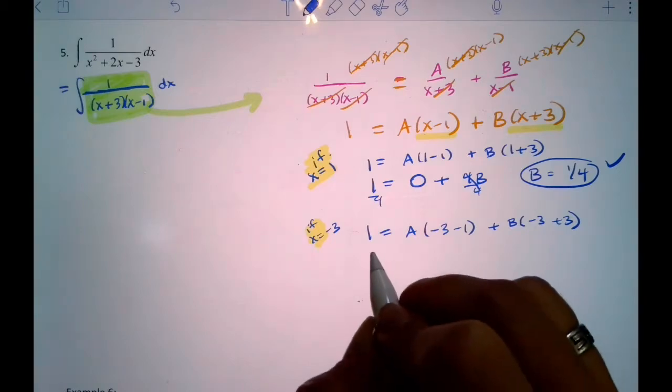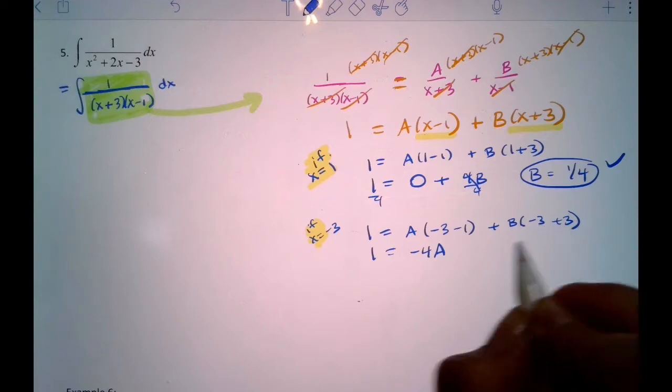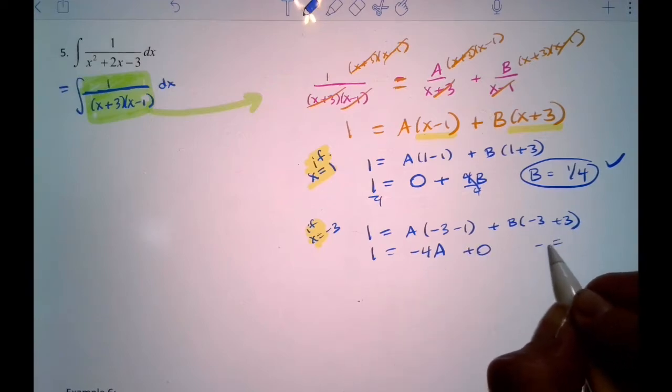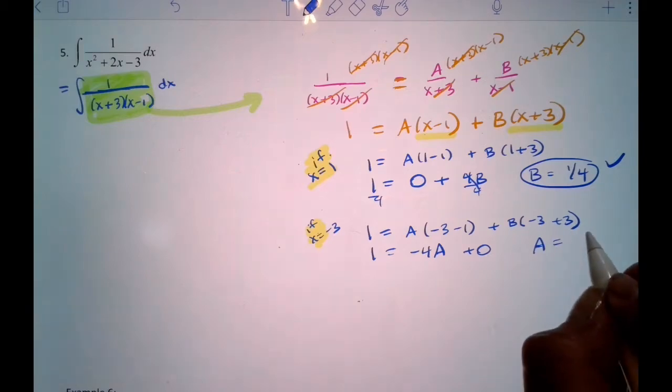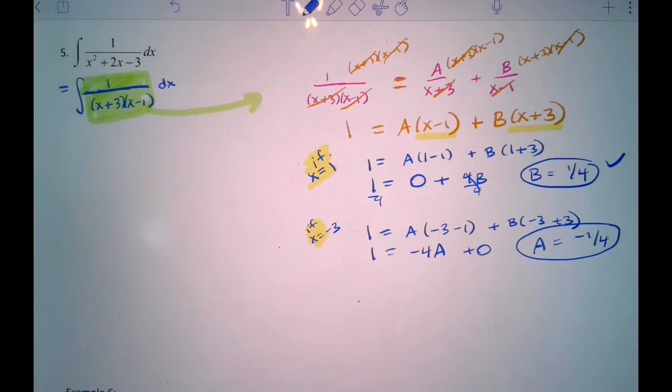And then I'm going to evaluate. So that would be -4 times A. Over here, -3 plus 3, that gives you that big fat 0. And again, really quickly, you can pretty much see in your head here that A equals -1/4. So you algebraically solved for what the missing link was here.